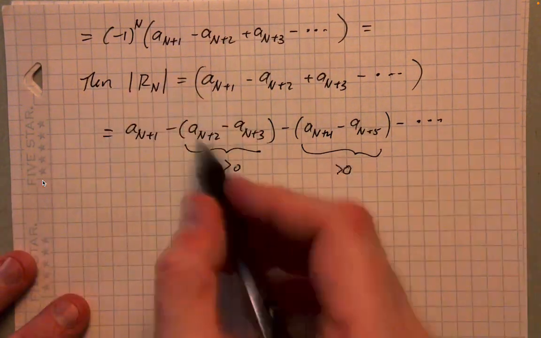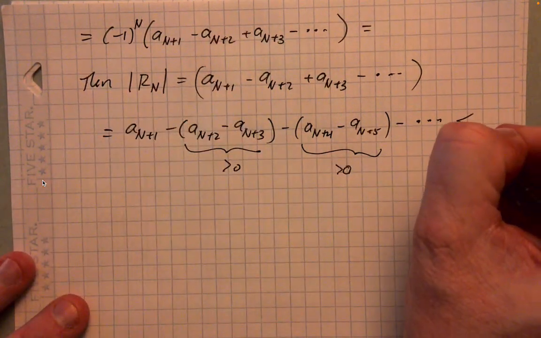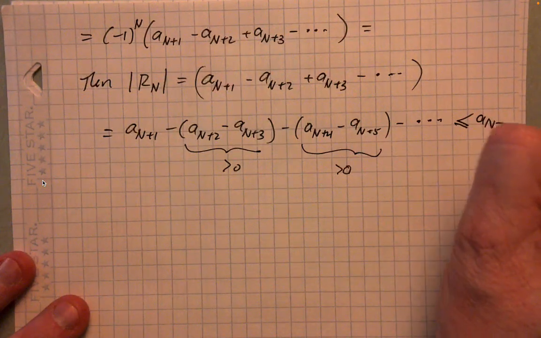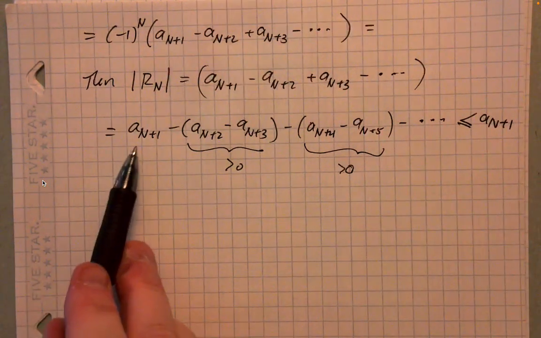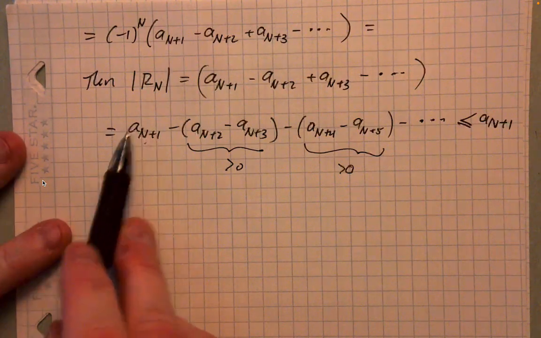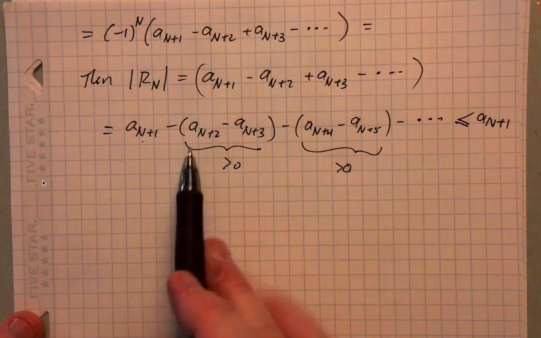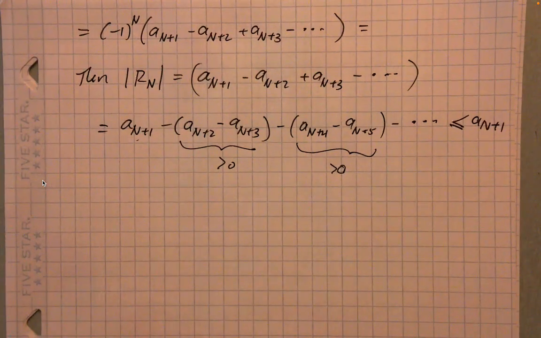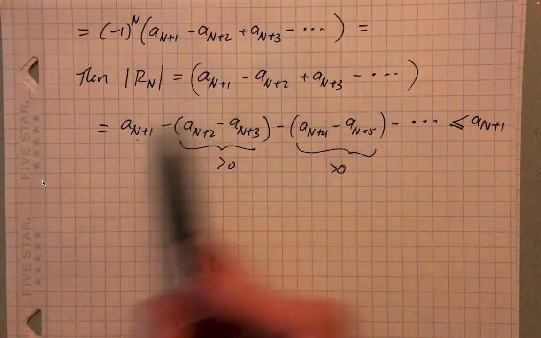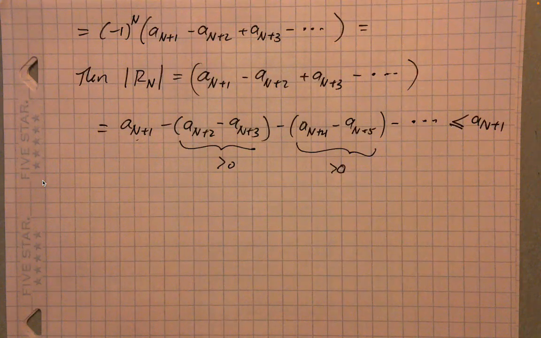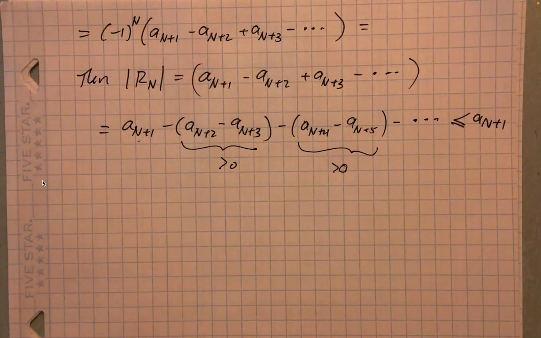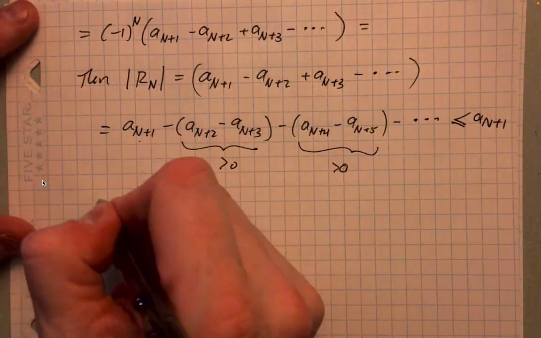consequently, this whole thing is going to be less than or equal to a of n plus 1, right? A of n plus 1 is this guy here, and we're just successively subtracting off positive values, and so naturally this entire thing will be smaller than this guy. And so that's the theorem, isn't it? Right? That's where we are. So let's finish it up.